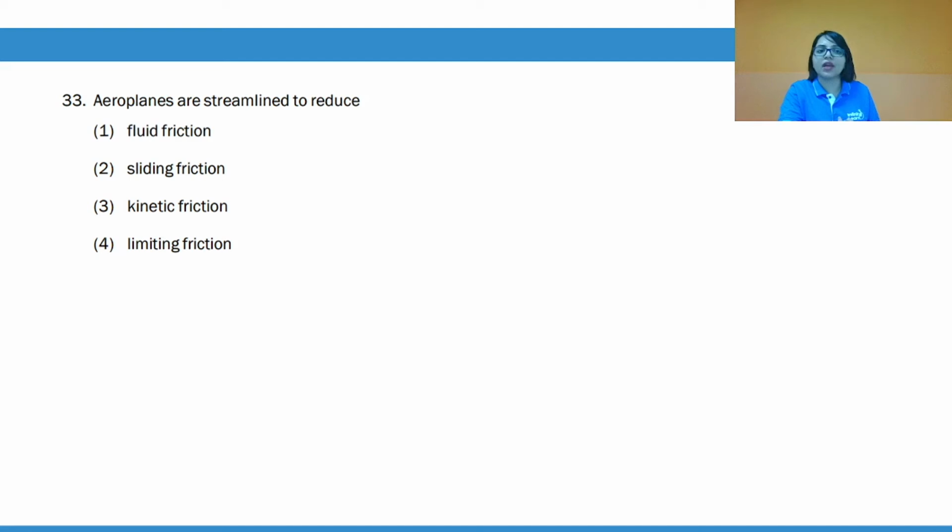Question number 33. Aeroplanes are streamlined to reduce. So aeroplanes are streamlined to reduce the fluid friction. Fluid friction is the friction that acts on the body when bodies move in a liquid or a gas, right? So correct answer is option 1.